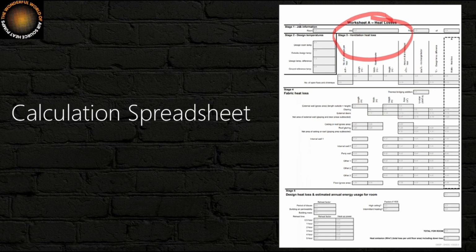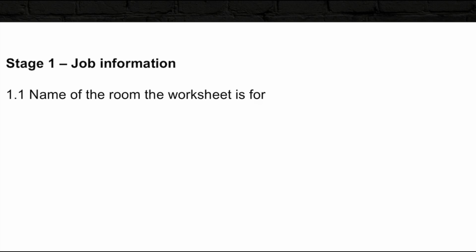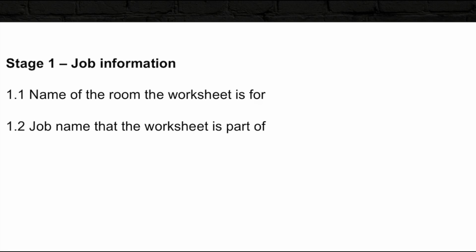So let's jump into it, stage 1. So stage 1 is really the job information. So box 1.1, we want the name of the room the worksheet is for. Box 1.2 is the job name that the worksheet is part of.